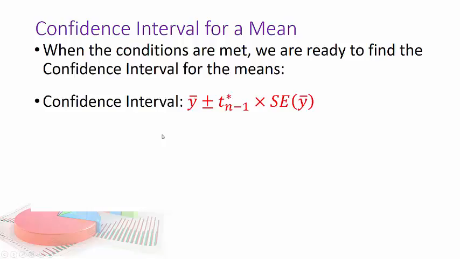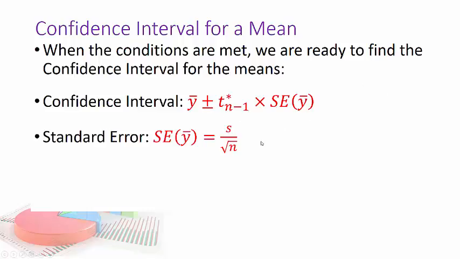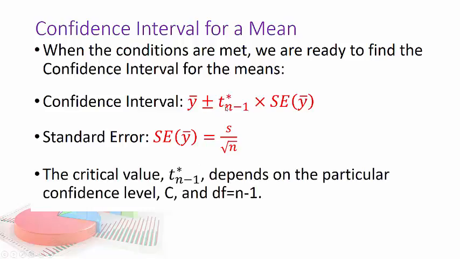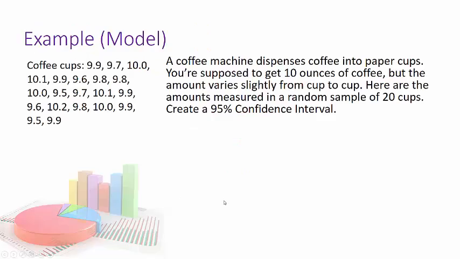So once we have those calculations, we can determine the confidence interval, which is the mean plus or minus your critical value times your standard error. Again, remember your standard error is going to be the standard deviation for the sample divided by the square root of n. And t, the critical value, depends on the particular confidence level and the degrees of freedom.